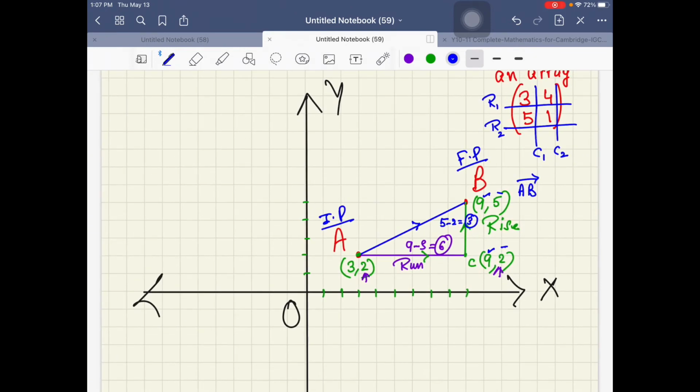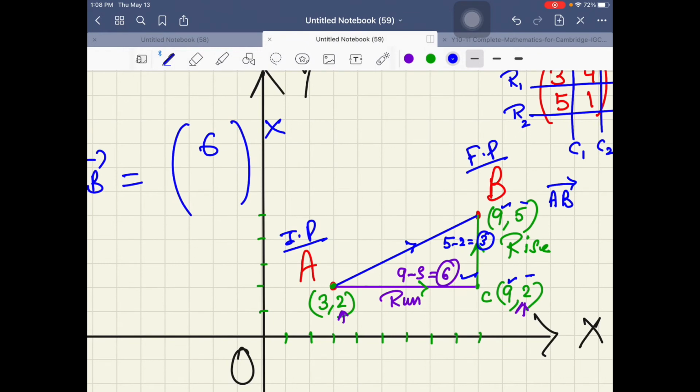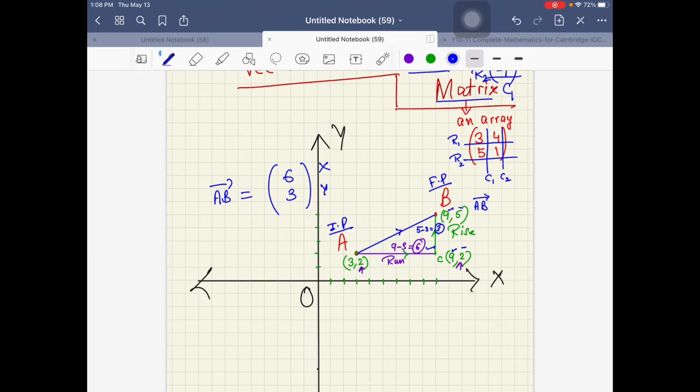So vector AB we can represent as a column matrix. Column matrix means one column, and in this case two rows. One is the x value, the run, or horizontal movement, which is 6. So this is the first component, we call this the x value, meaning horizontal movement or run. Then there is a vertical movement, we call this the y value, or y component, which is 3 in this case. So that's how we can write vector AB as a column matrix.